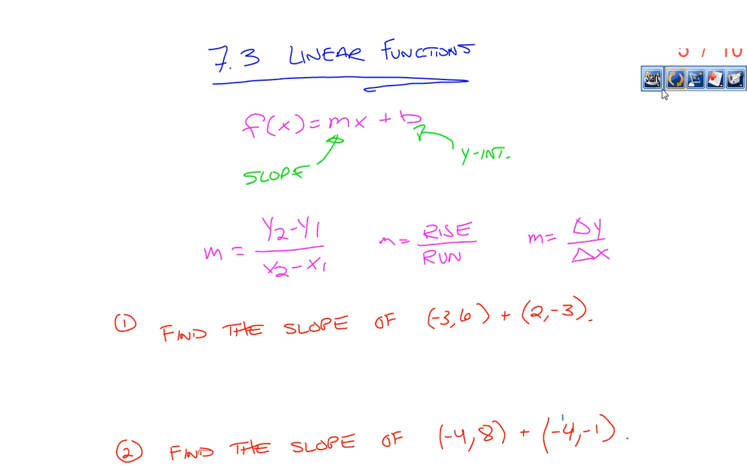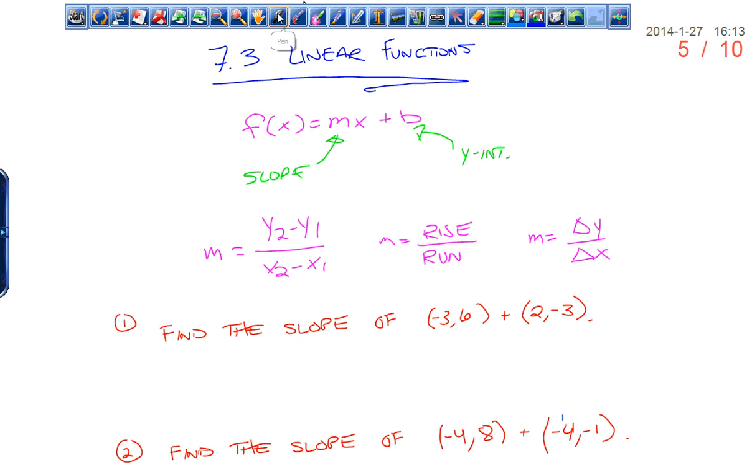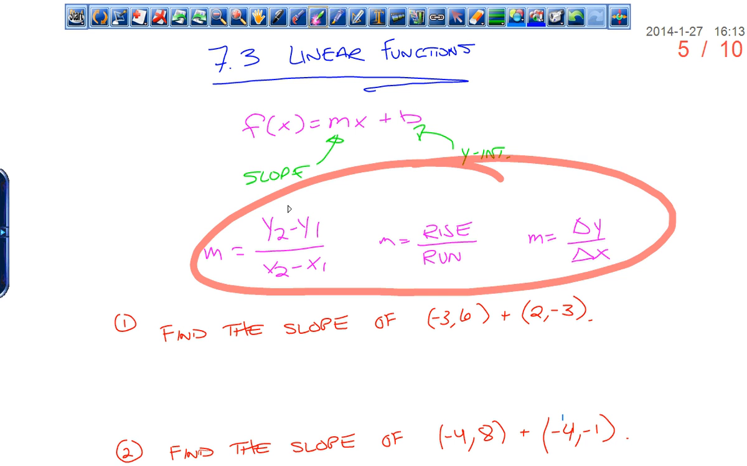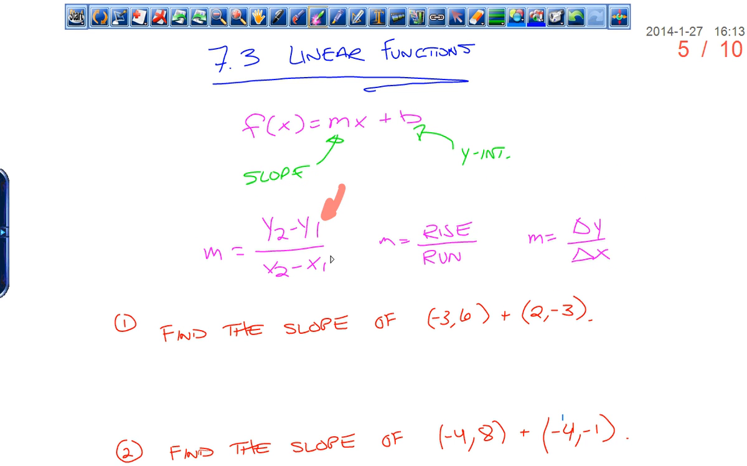Alright, people, let's do some linear functions. This is like Algebra 1 basics, okay? So we're in slope-intercept form, y = mx + b. m is the slope, b is the y-intercept. We've got three different ways to show what m is: rise over run, the slope formula, (y2 - y1) over (x2 - x1), and then delta y over delta x.